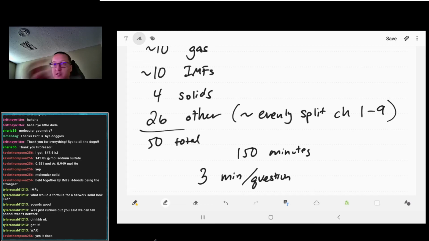The conceptual ones presumably will take less time. It's going to be like, what type of solid is this? Hopefully that'll take you 30 seconds or less, and therefore you'll have another 2.5 minutes to dump onto another question or something. So it should all work out nicely for you guys.